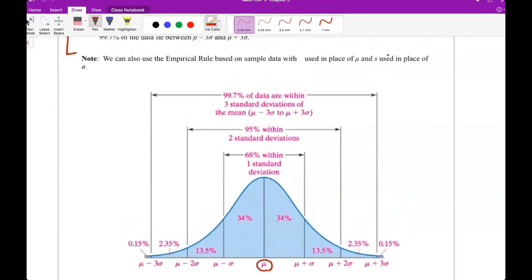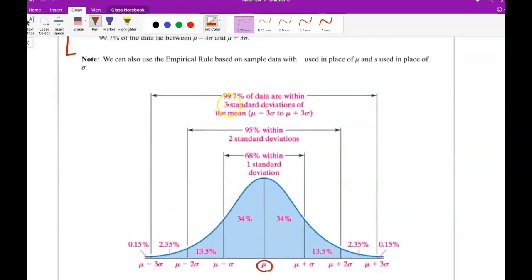So let's write that here. So that is 99.7% of data values that are within three standard deviations. So 99.7% plus on the side we have 0.15% plus here on the right side is 0.15%. In total is 100%, and that is what the area is for this distribution. So in total, area is 100%.